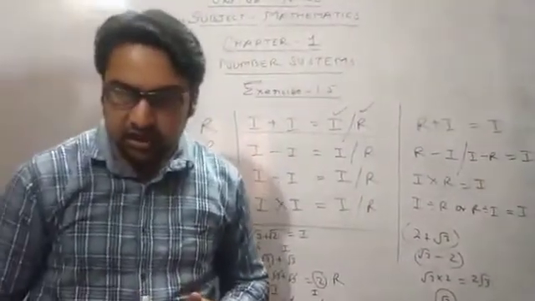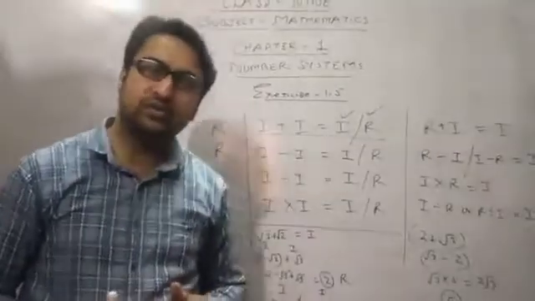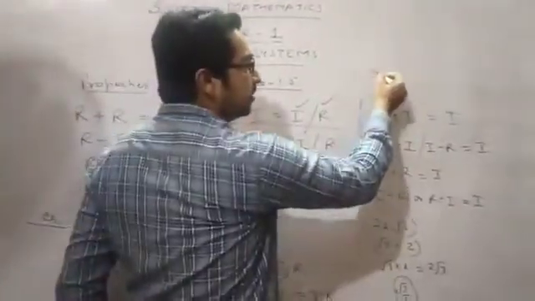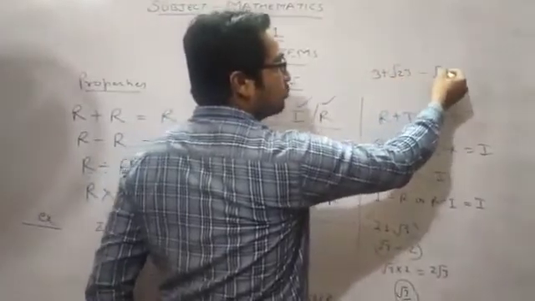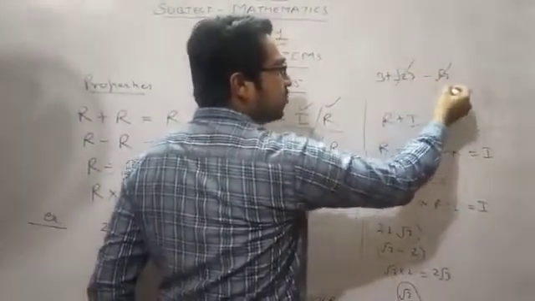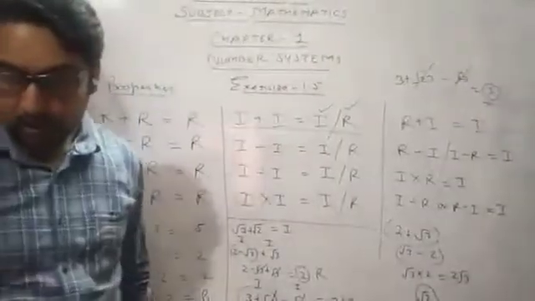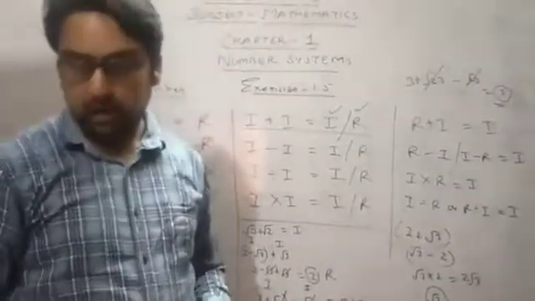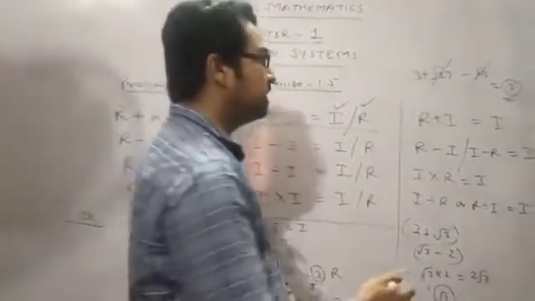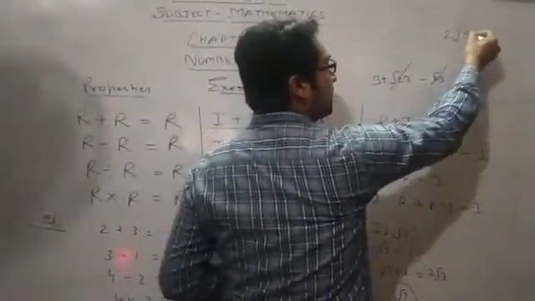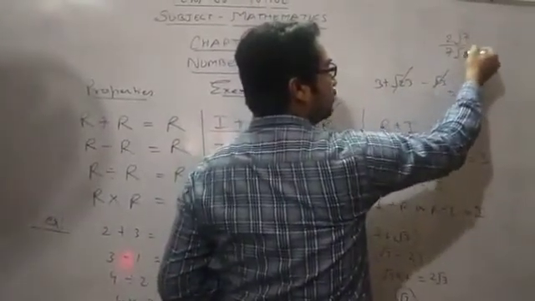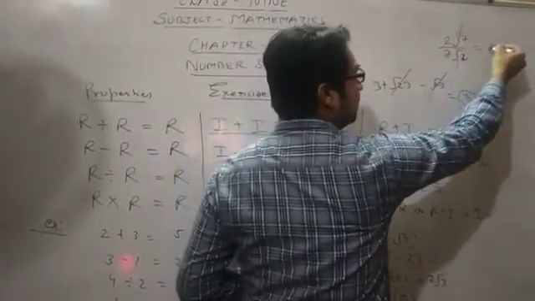Second part, 3 plus root 23 minus root 23. These can be cut down. The answer will be 3, which is a rational number. Third, 2 root 7 upon 7 root 7. Root 7 can be cut down. The result will be 2 upon 7, which is a rational number.